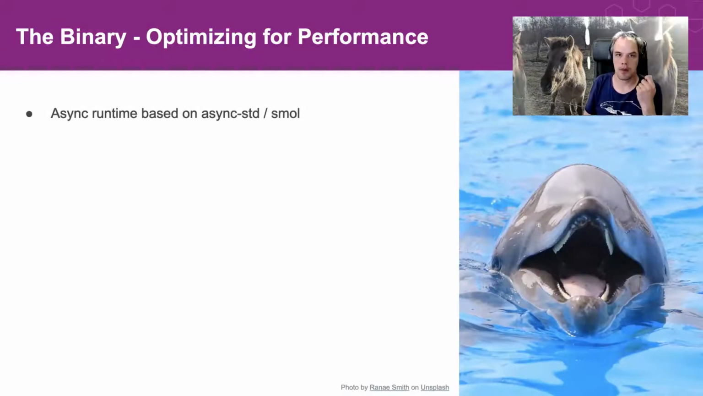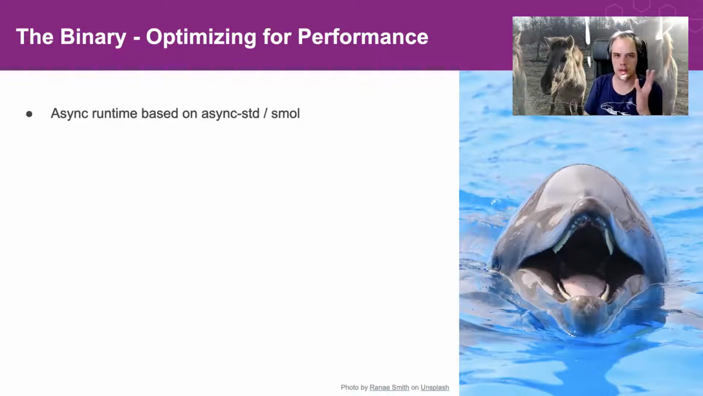I mentioned already that we use the async runtime. So everything is async, based on smol or async-std. We chose async-std and smol over all the other runtimes. About a year ago, we tested and benchmarked everything roughly, and this was the fastest. I think we should redo them.